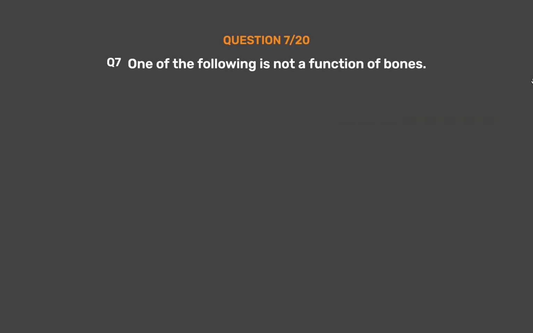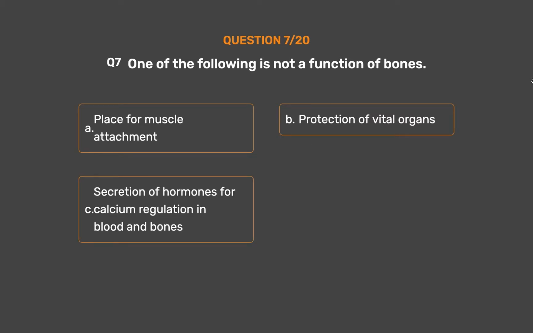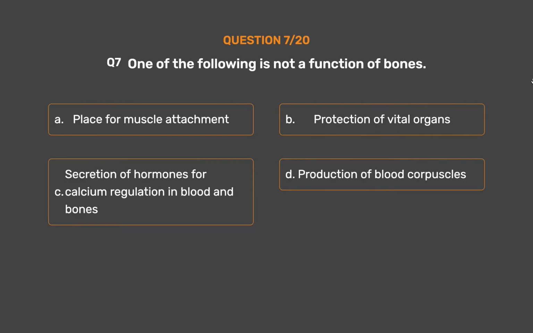Question number 7. One of the following is not a function of bones. Option A. Place for muscle attachment. Option B. Protection of vital organs. Option C. Secretion of hormones for calcium regulation in blood and bones. Option D. Production of blood corpuscles. The correct answer is Option C. Secretion of hormones for calcium regulation in blood and bones.